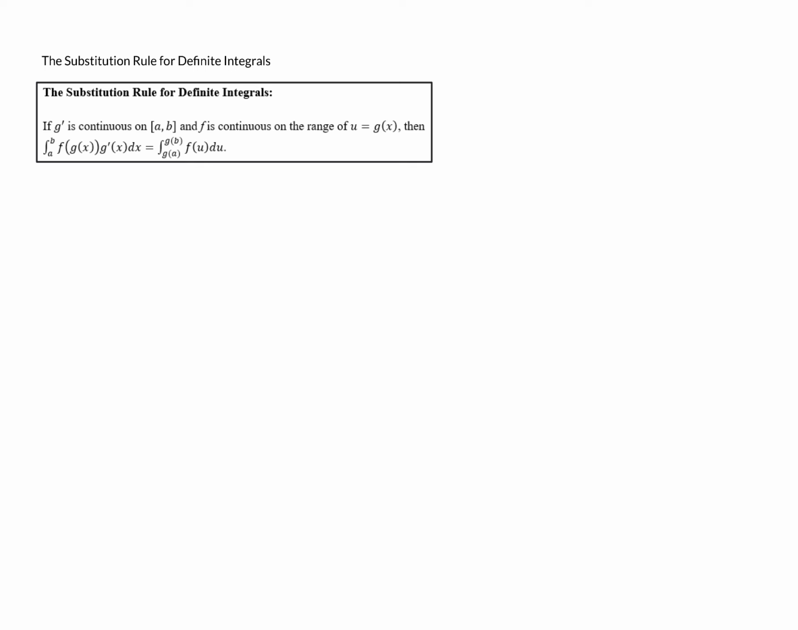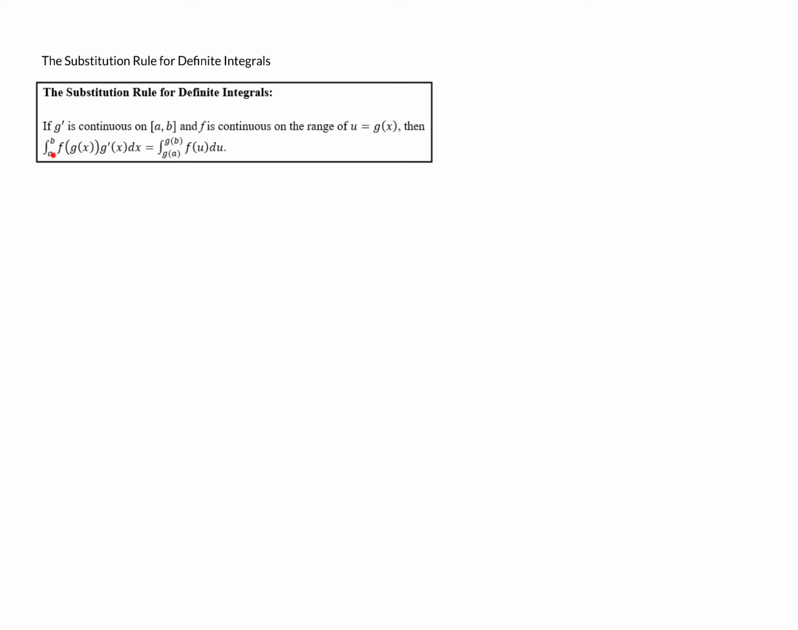If g prime is continuous on the closed interval from a to b, and f is continuous on the range of u equals g of x, then the integral from a to b of f of g of x, g prime of x dx, is equal to the integral from g of a to g of b of f of u du. The only thing that's different here for our substitution rule is that the limits of integration change.